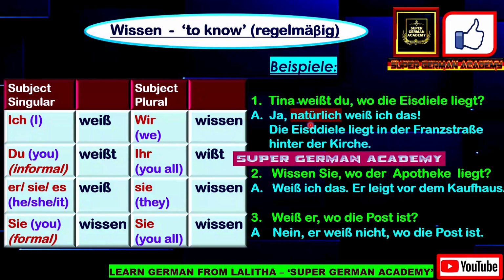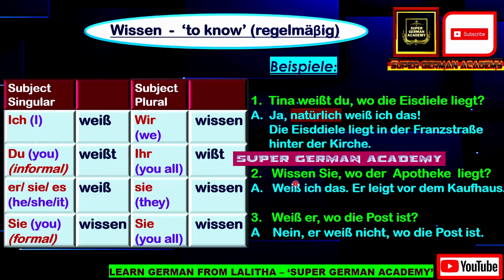Then she said, ja, natürlich, weiß ich das. It means yes. Natürlich means obviously or of course. Weiß ich das means I know that. The Eisdiele liegt in der Franzstraße hinter der Kirche. It means the Eisdiele liegt, the ice cream parlor is located in der Franzstraße, in the Franz Street. Straße means street. In der Franz Street, hinter der Kirche, behind the church. She gave the address of this ice cream parlor.